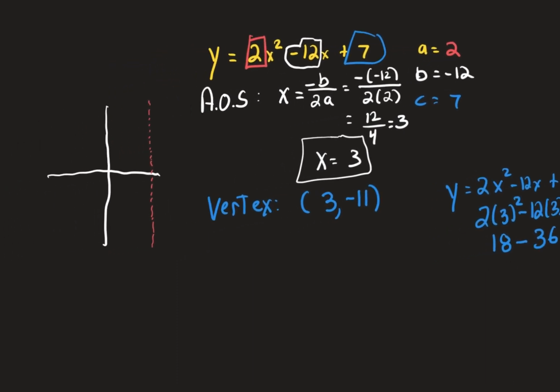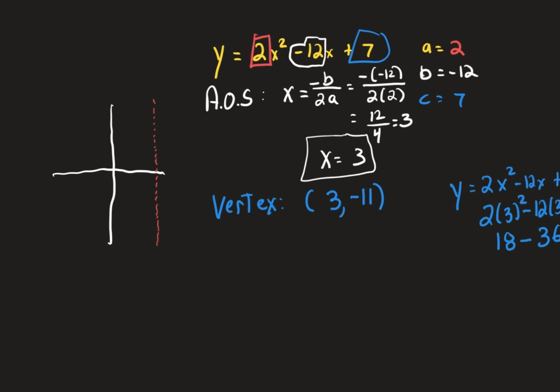So I'm going to go over to my graph. (3, negative 11) is right there. So now I've got my vertex. The last part of this is we want to find the y-intercept. The y-intercept is the point (0, c). So my x value is going to be 0. My c value from up above is 7. So my y-intercept is (0, 7). So (0, 7) on my graph is right there.